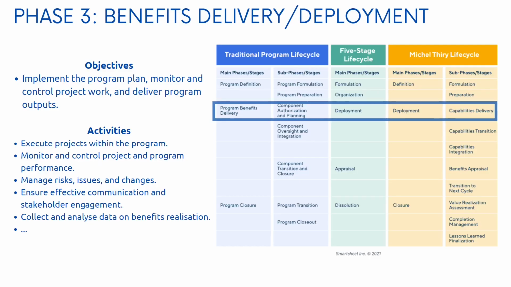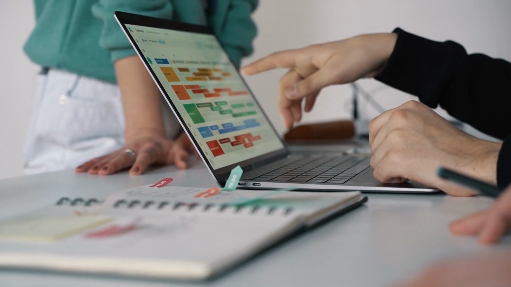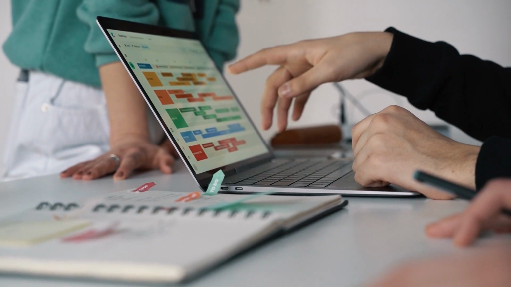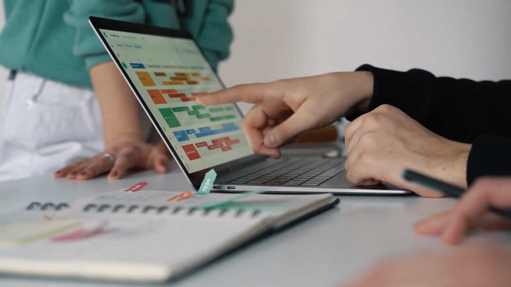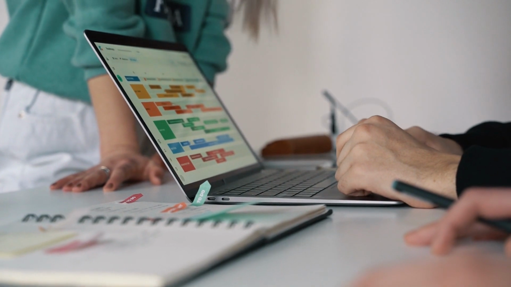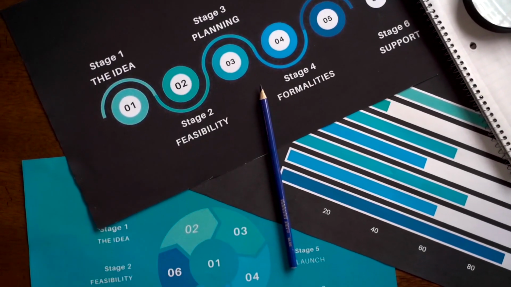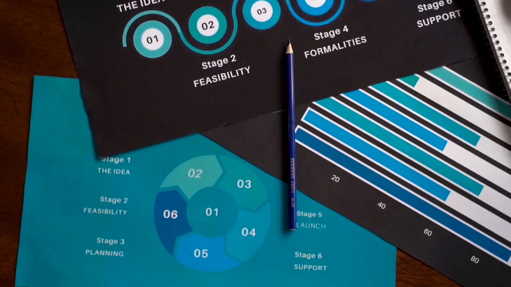The third phase of a program is the benefits delivery or deployment phase. The objective is to implement the program plan, monitor and control project work, and deliver program outputs. In this episode, I'm going to create 3 projects within our program, owned by 3 different teams with related dependencies. I assume that during phase 2, the program manager developed a program plan with milestones, dependencies, and resource requirements.